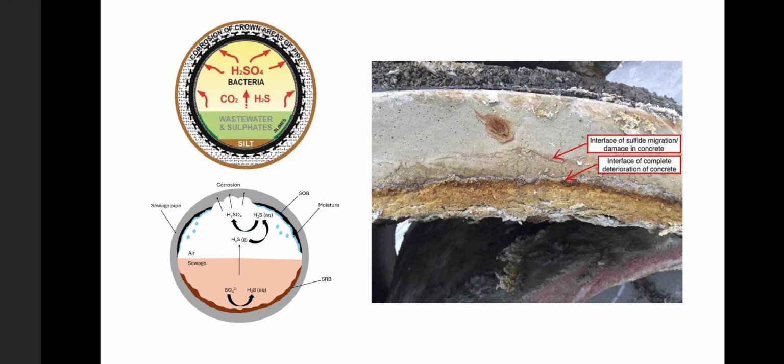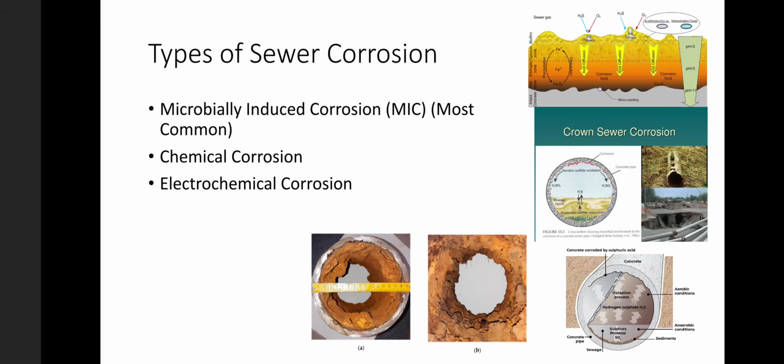So you can see that there is a formation of sulfide activity or sulfide migration which is present in the wastewater, and then also you can see the deterioration of concrete take place, and it is being peeled into smaller fragments which reduces the thickness of the sewers.